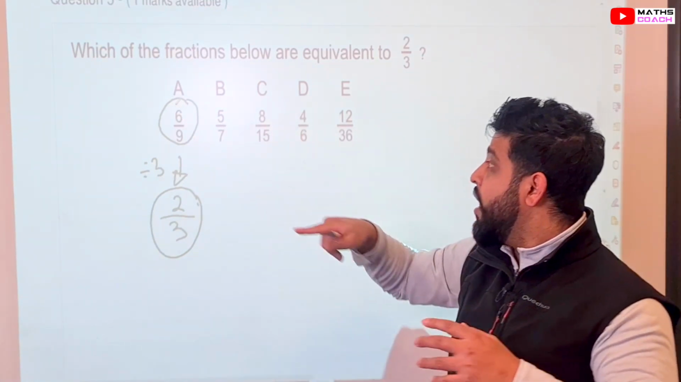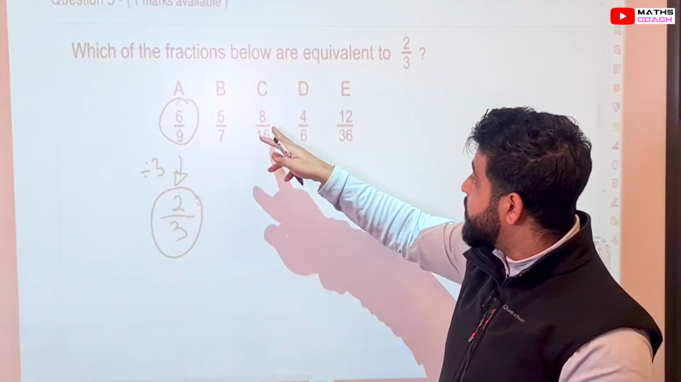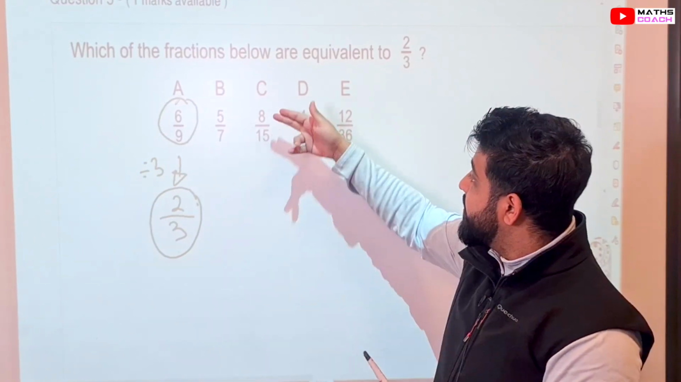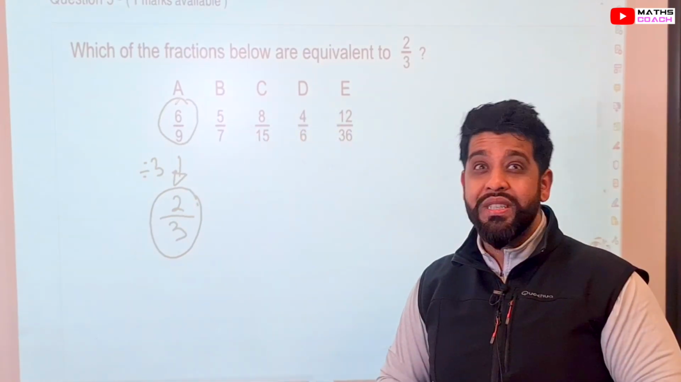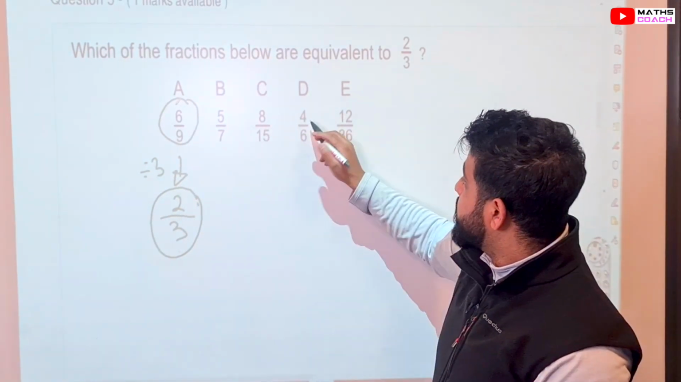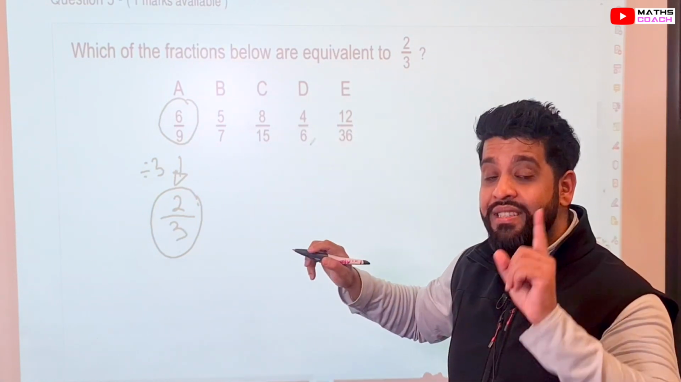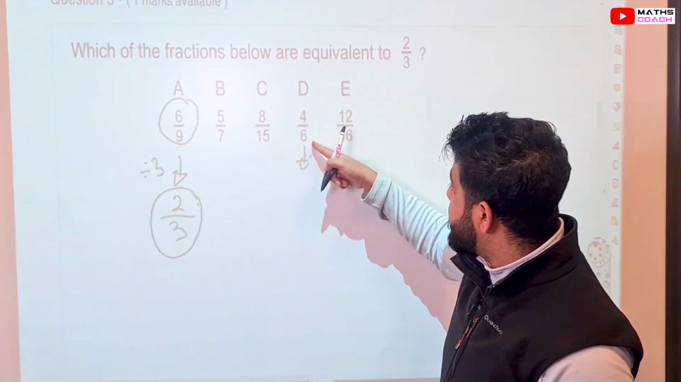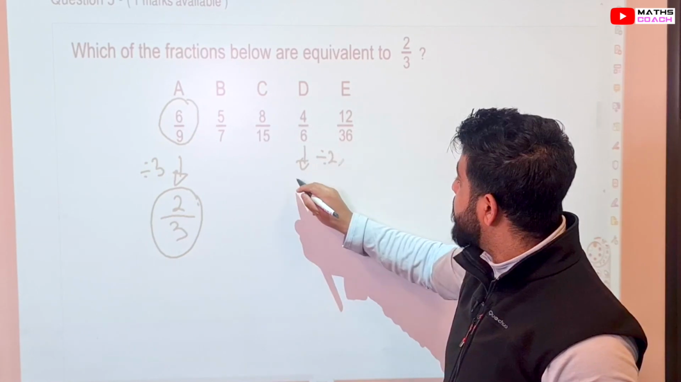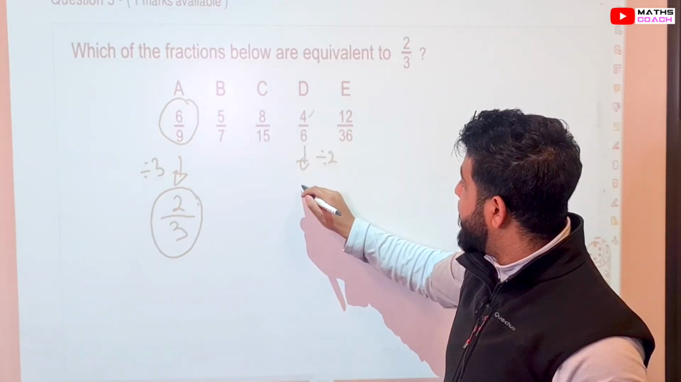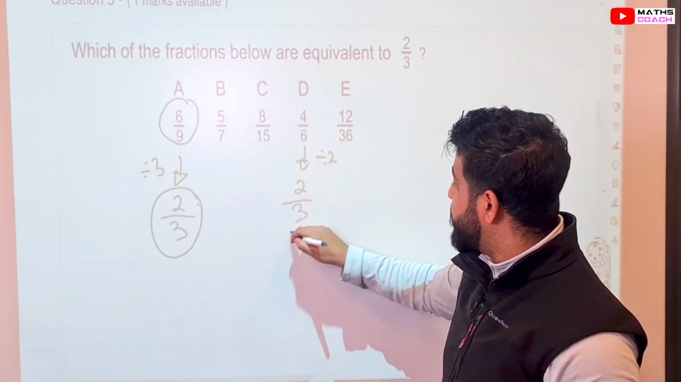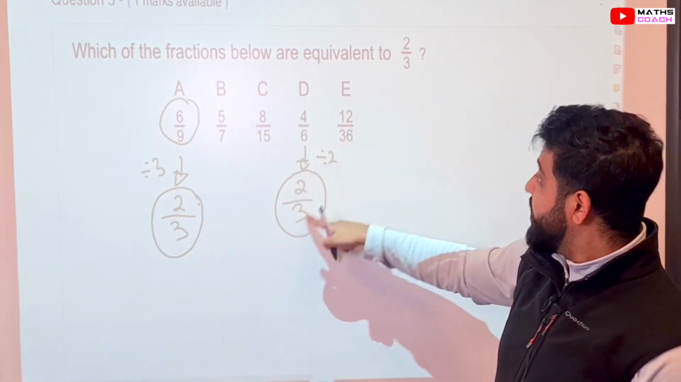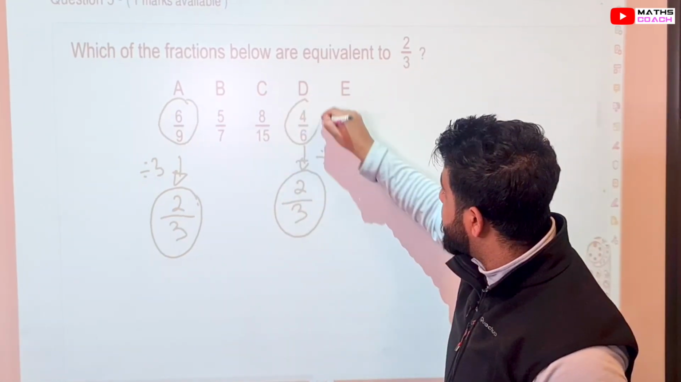8 over 15, can we cancel down? Can we simplify? So is there a number that divides 8 and 15? Once again, no, there isn't, okay? So 4 and 6, yes, 4 and 6 do simplify. So 4 and 6, they can be divided by 2. So if we divide that by 2, 4 divided by 2 is 2, and 6 divided by 2 is 3. Once again, that's what we need. It's equivalent to that. So this is another one.